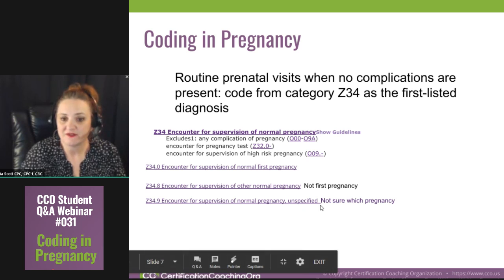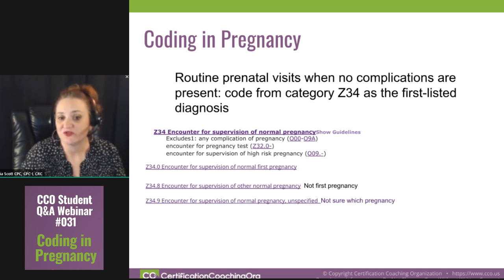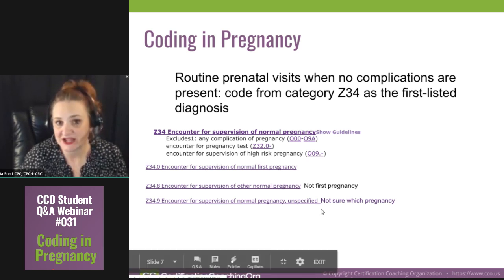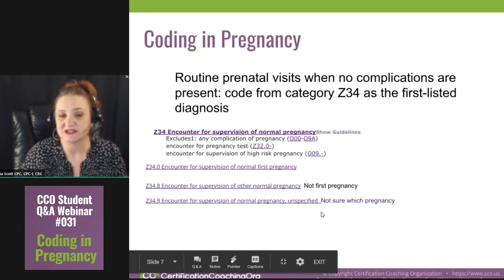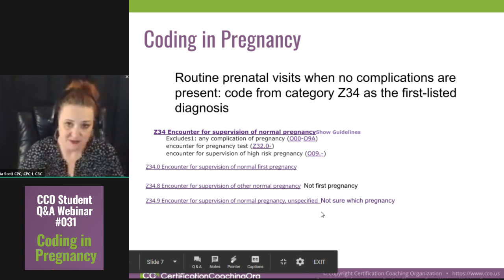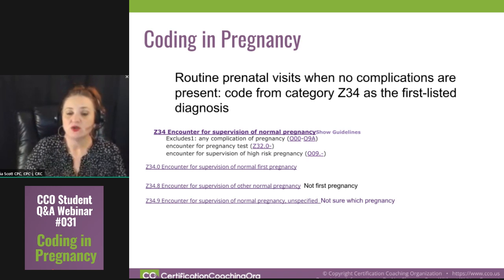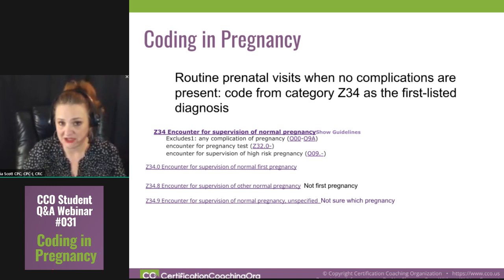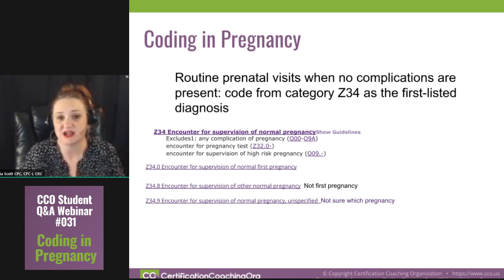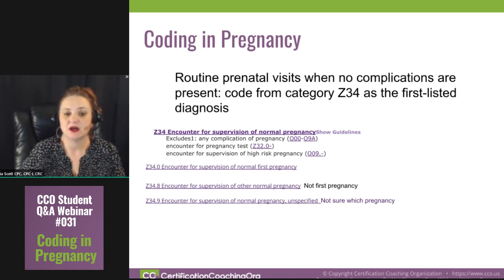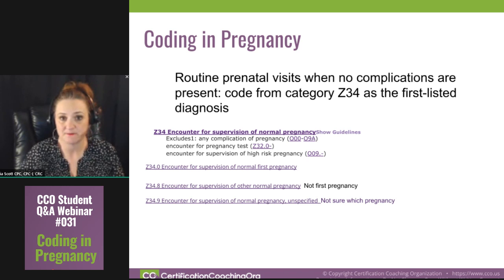Now, Z34.9 though is unspecified. Why would you use an unspecified? Well, we're not sure if it's the first or a second or a third pregnancy, because unspecified means it's not documented. We don't know. Other means it's not their first, but there's no other code for a second pregnancy or a third. And then Z34.0 is only used for a first pregnancy.